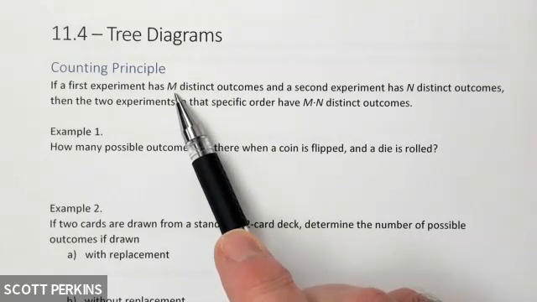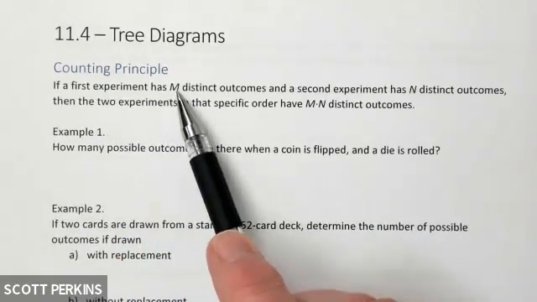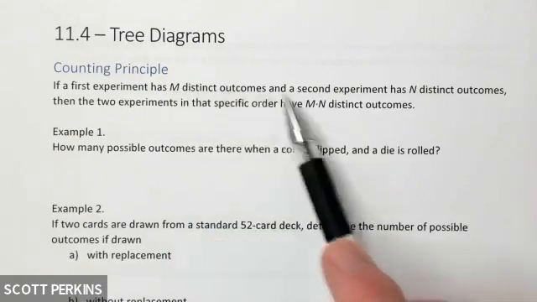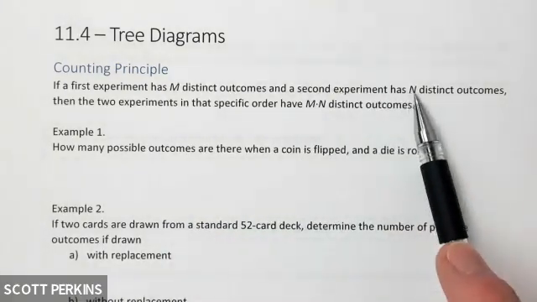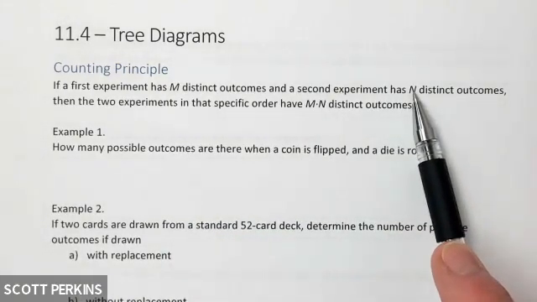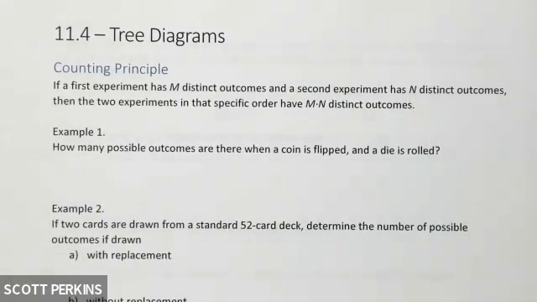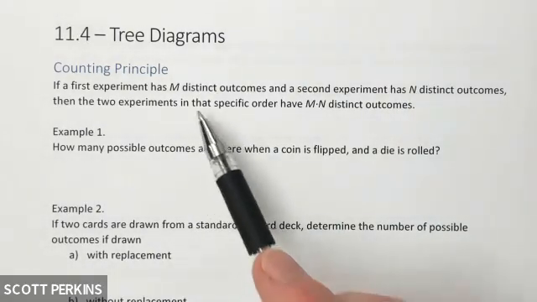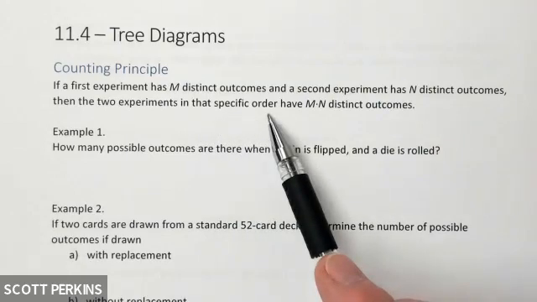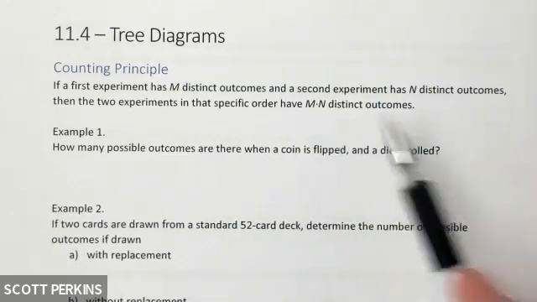If I roll a die, how many outcomes are there? 6. Okay, so if you do a first experiment and it has m outcomes, and then you do a second experiment that has its own set of distinct outcomes, n, then when you do the two things together, in that specific order, they have m times n distinct outcomes.